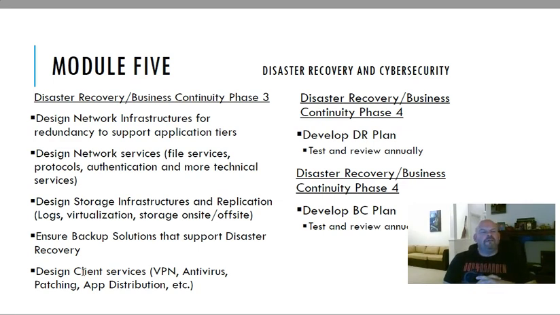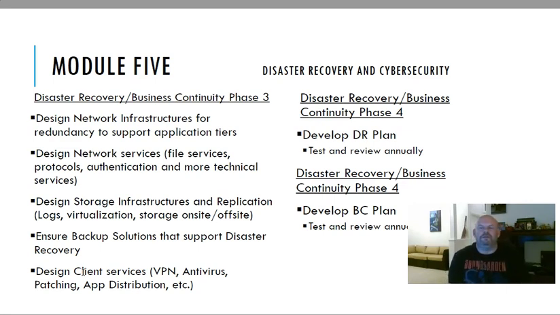Phase 3, we have to design the infrastructures for redundancy to support those application tiers we just talked about. Network services, the file services, protocols, authentication, and more technical services. Design storage for the logs of virtualization, what things we're going to store on-site versus off-site, whether we're going to use the cloud, ensure that our current systems support disaster recovery, and if they don't, what do we need to do? Client services, the VPN, antivirus, patching, app distribution. Those are all things that will help with some of the softer disaster recovery in the event of cyber attacks or what have you.